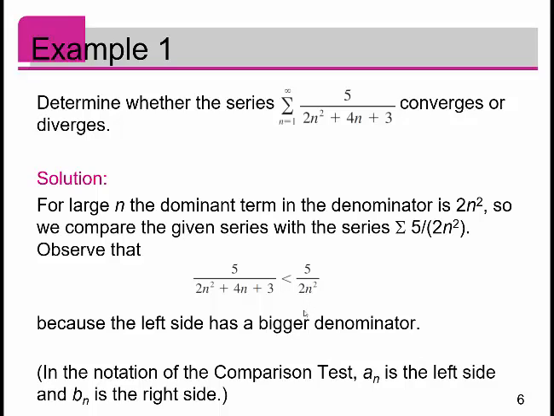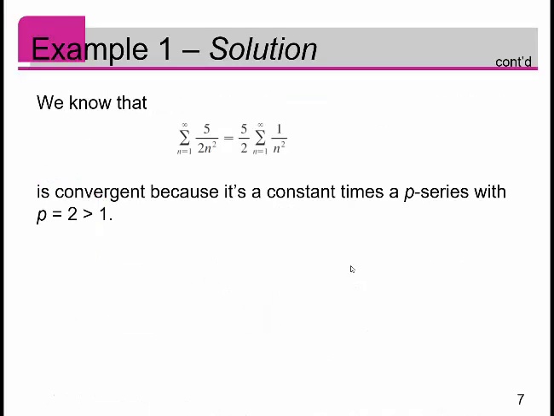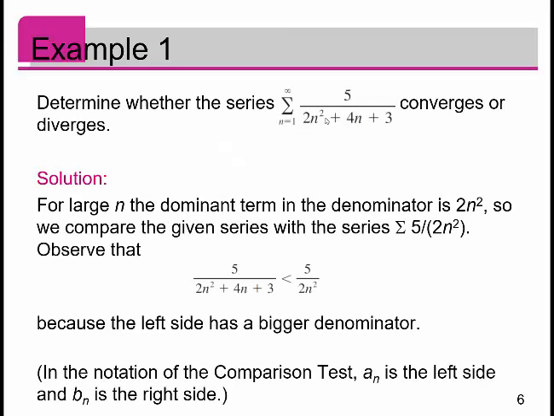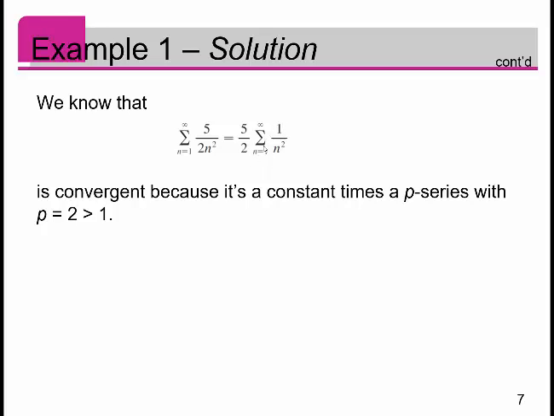All right, so in the notation of the comparison test, a sub n is the left side and b sub n is the right side. If I look at this series, I can factor out the 5/2 and I'm left with just this. Well, we know that the summation n equals 1 to infinity of 1 over n squared is convergent, because it's a constant times a p series with the exponent p greater than 1. So it converges. I took this crazy series and just related it back to a p series. That's all I did.